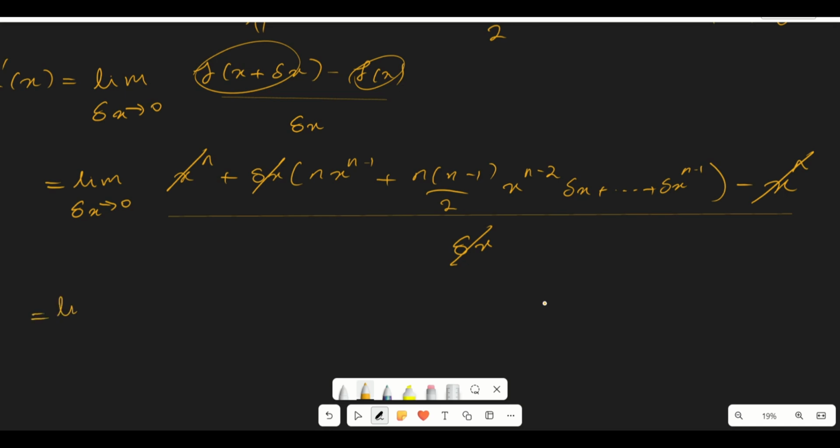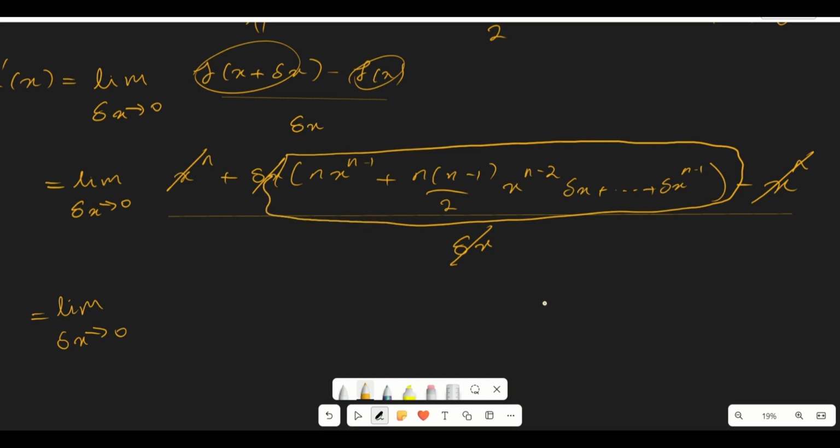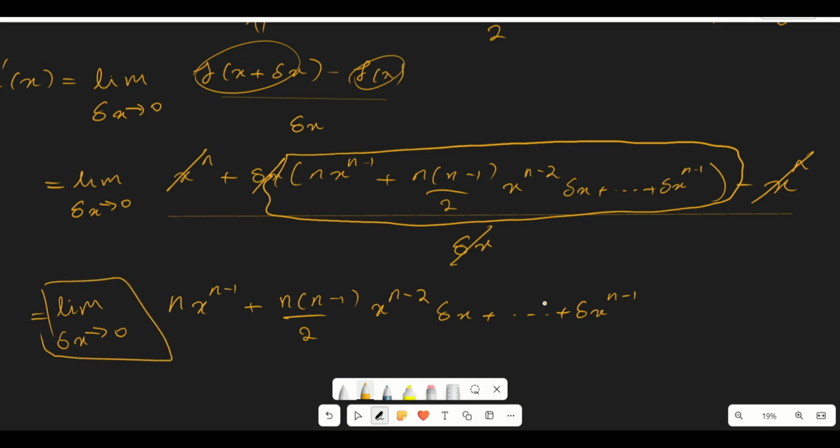So what we are left with is the limit as delta x approaches 0. We will have this term left out. We will just rewrite this, and x power n minus 1. From this step we can now see where this is going. So n x power n minus 1 plus n into n minus 1 by 2 x power n minus 2 delta x, up to delta x power n minus 1. The limit as delta x approaches 0 is a mathematical operator.